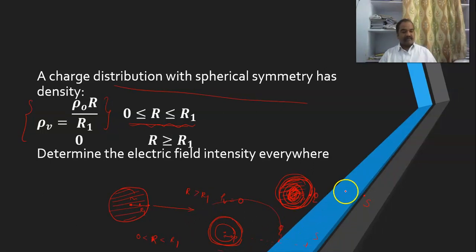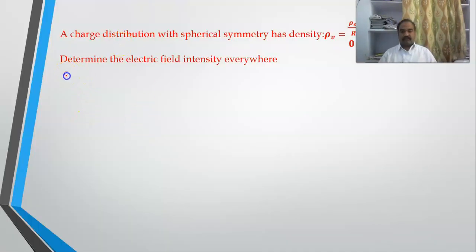So for 0 less than r less than R1, both Q and r will be varying, whereas for r greater than R1, only r will be varying, while Q is constant. So we will take these two cases now and we will try to solve the problem. For case number 1, case A, 0 less than r less than R1.